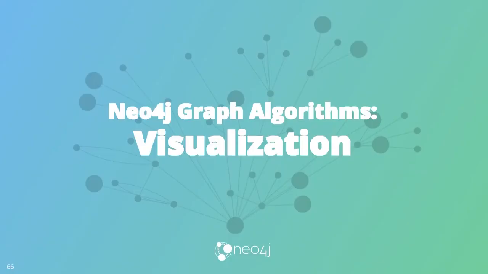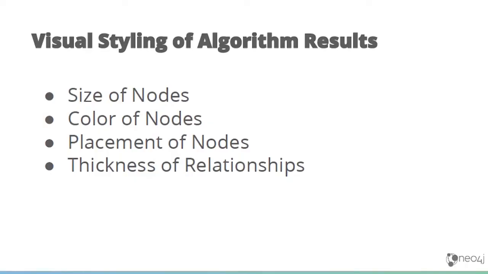Speaking of visuals, what are the different types of ways that we can visualize the results of our algorithms? Well, we can impact the size of the nodes, the color of the nodes, the placement of the nodes visually in the graph in the two-dimensional space, and then the thickness of relationships.